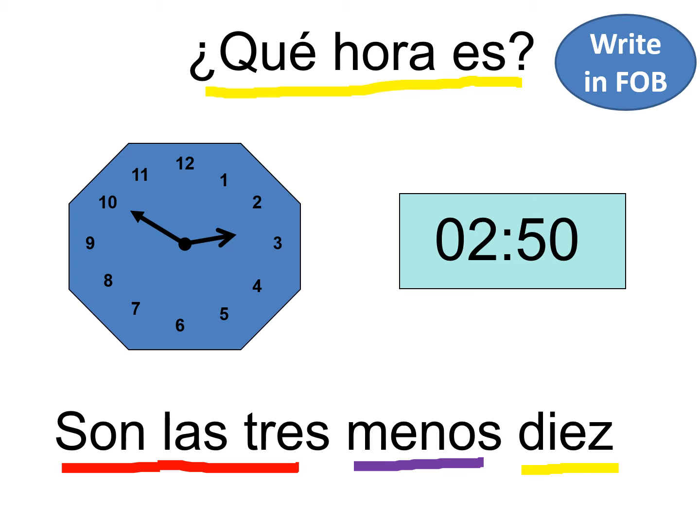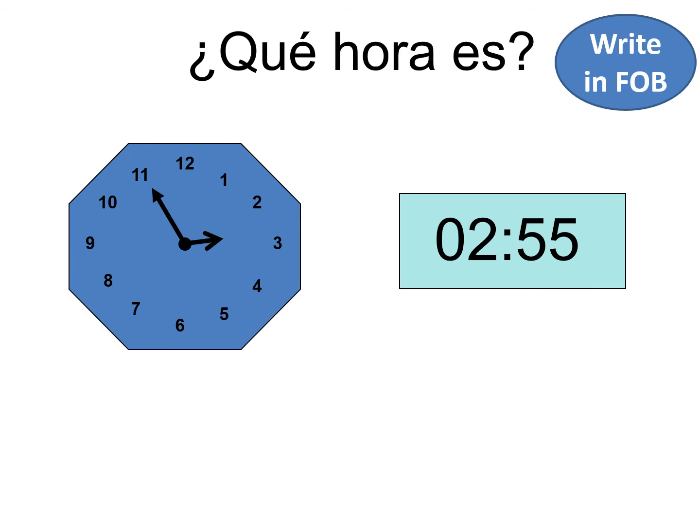Remember that the structure would be like saying first the o'clock time, then the to, and finally the minutes. We follow the structure that we see here in the clock. First o'clock time, and then minutes. Muy bien. Write in the front of your books, son las 3 menos 10, and draw next to the sentence, this clock. ¿Qué hora es? I'm going to give you 10 seconds to answer this question. It's 5 to 3.